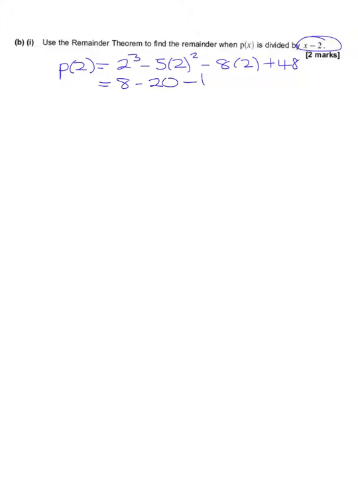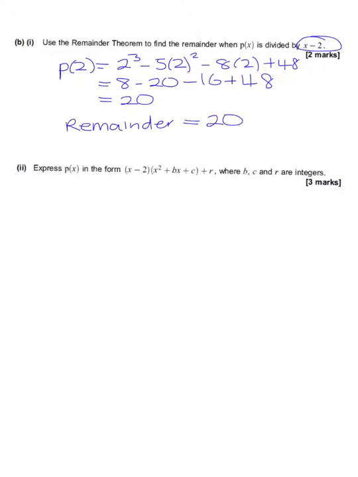When we divide by x minus 2, we substitute in 2 to p of x, and the number that we are left with is the remainder. We can expand and simplify this to get 80 minus 20 minus 16 plus 48, which equals 20. So our remainder is 20.